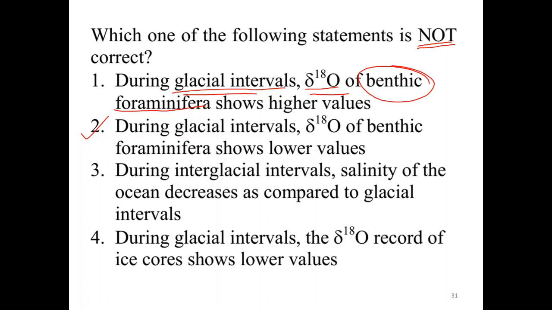During glacial intervals, the delta 18O record of ice core shows lower values. Of course, it will show because when the precipitation at poles happens, the water which falls down as ice is completely depleted in O18, the heavier isotope. As a result, the ice core shows lowered values. I hope you understood this.